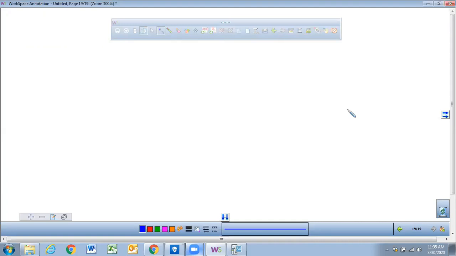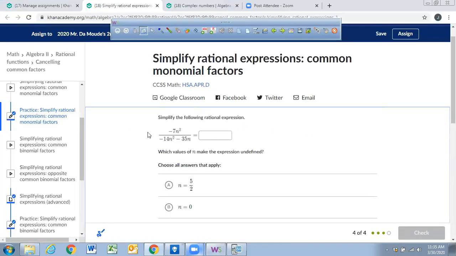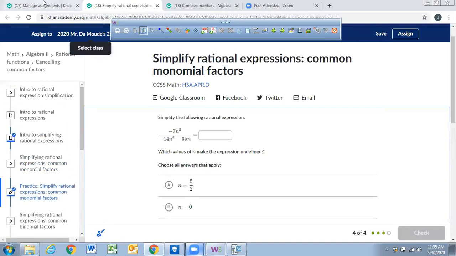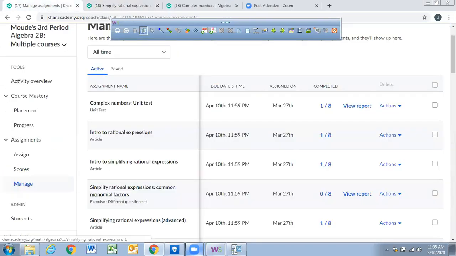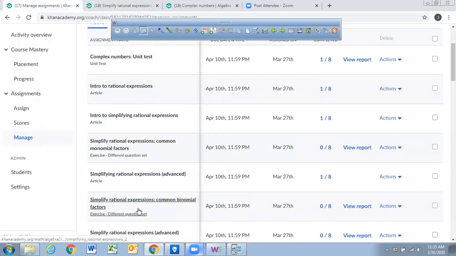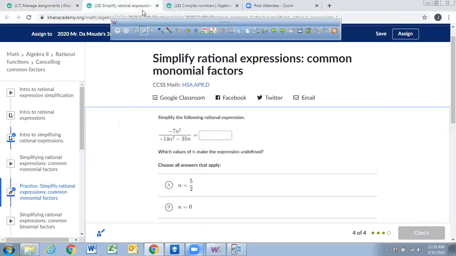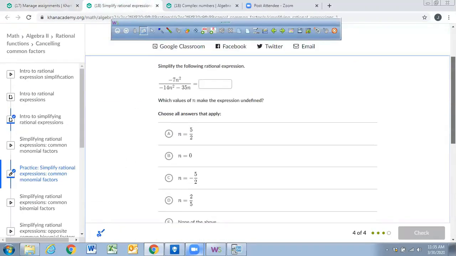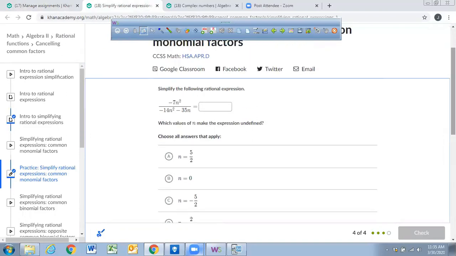Okay. Because what we're going to do, hold on. You guys see, I'm going to go to different assignments so you guys can see. We have simplifying common monomials, simplifying advanced, these right here. What I'd like to do is make sure everybody gets through the complex number unit test and gets that complete. Right now I have 1 of 8, this one class completed. I'm going to give you guys a few days to get through the unit test, then I'll set up another meeting. And we can start working on learning how to simplify rational expressions together, where we just start doing example problems, okay? That sound good? Yeah, sounds good.